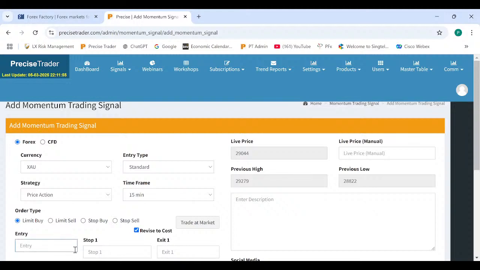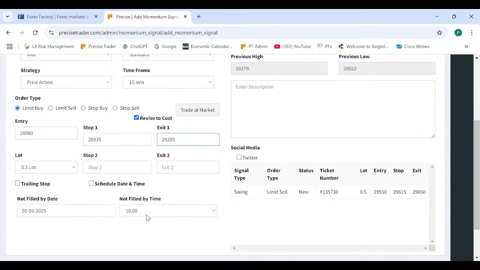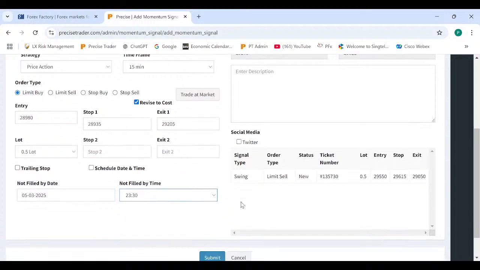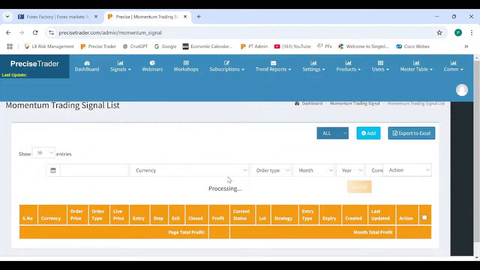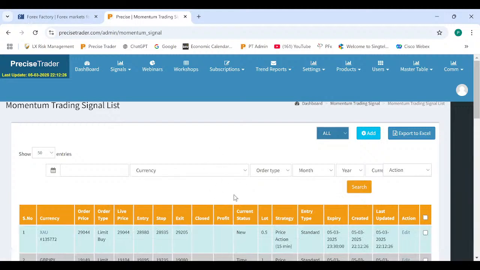2898, stop at 2893, half below the low, and the TP we will put at 2920, half below the current high. And for this one, the expiry we will try to put until 11:30. So we will go for the trade.